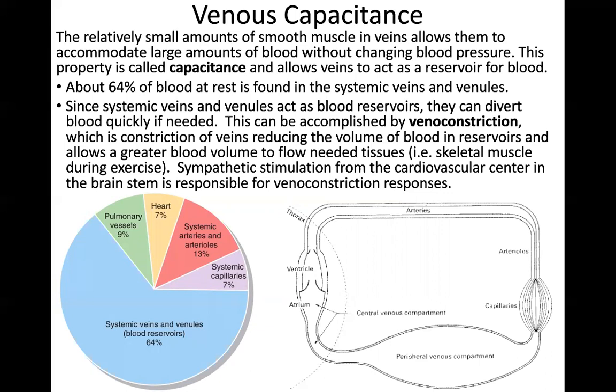Venoconstriction is constriction of the veins, which is going to reduce the volume of blood in our reservoirs. It allows blood to go to the needed tissues, like during a fight or flight response, or skeletal muscle, because that's what we use to fight or flight. In other words, to exercise. And this is done in response to sympathetic stimulation from the cardiovascular center in our brainstem, specifically in our medulla oblongata, that we talked about at the end of our last lecture when we talked about heart rate and stroke volume and regulating that.